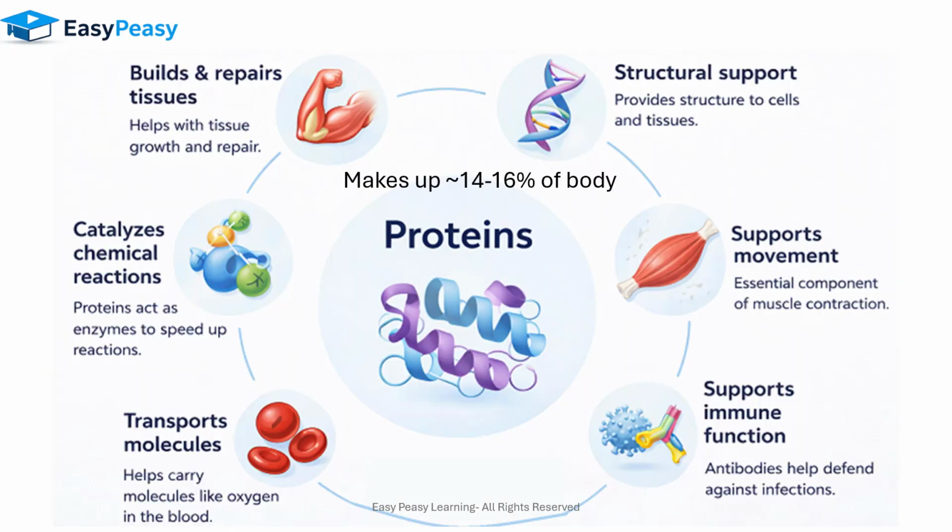Protein makes up 14 to 16% of our body, and they help in build and repair of tissues. They provide structural support. They are the essential component of our muscles, so they are helping in movement. The antibodies are also proteins, and they help in defending against infection. So they help in the immune system function as well. They help in the transport of molecules in the form of blood cells, and they also help in catalyzing chemical reactions as protein acts as an enzyme to speed up the reactions. And again, there are many more functions that are not shown in this picture.